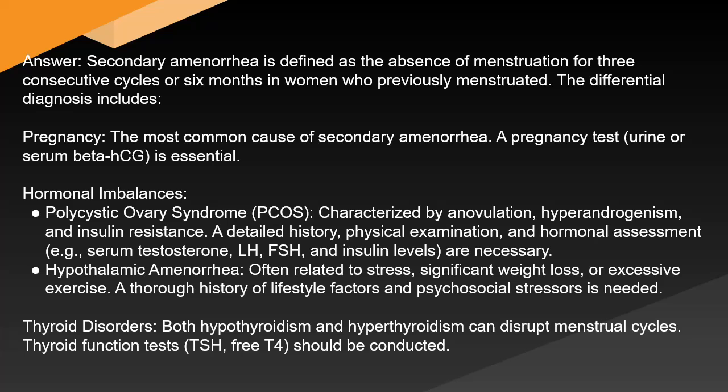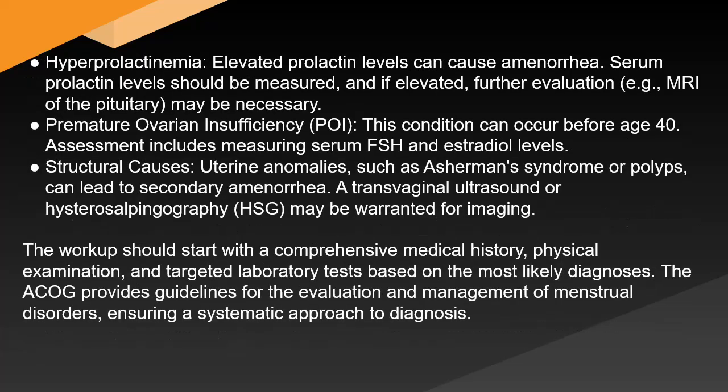Thyroid disorders. Both hypothyroidism and hyperthyroidism can disrupt menstrual cycles. Thyroid function tests, TSH and T3, T4, should be conducted. Hyperprolactinemia. Elevated prolactin levels can cause amenorrhea. Serum prolactin levels should be measured, and if elevated, further evaluation, MRI of the pituitary, may be necessary.